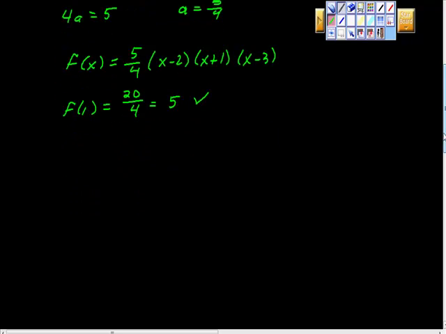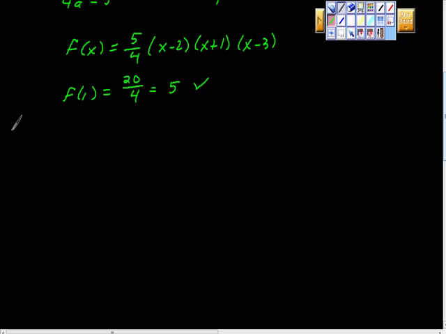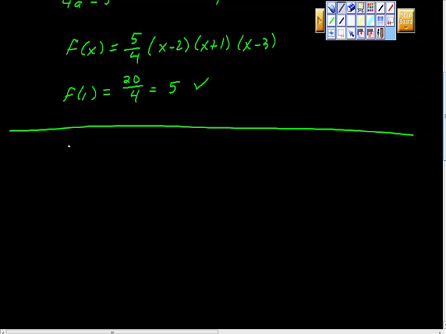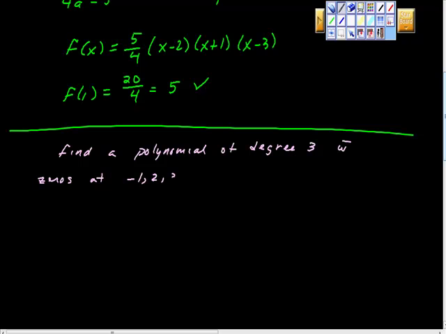All right, I think we have time. Let's try another one really, really quickly. The next one could look like this. Find a polynomial of degree 3 with zeros at -1, 2, and 3.